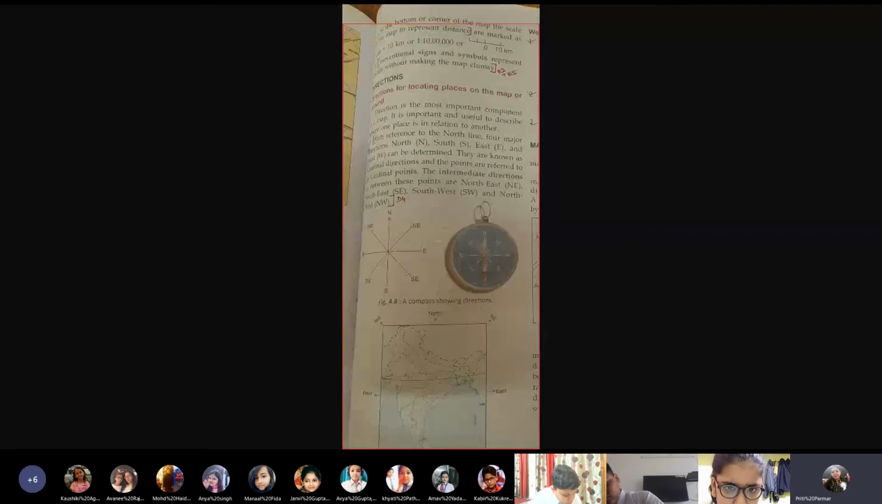Okay, now they are telling you the graph tells you in comparison to one place with another. Now, here you know that it is north on the top, south below, west, and east. These are the four cardinal directions. These are the four major directions: north, south, east, west.